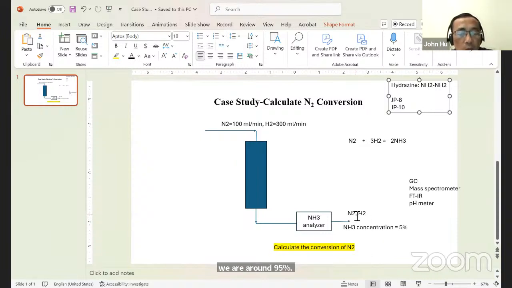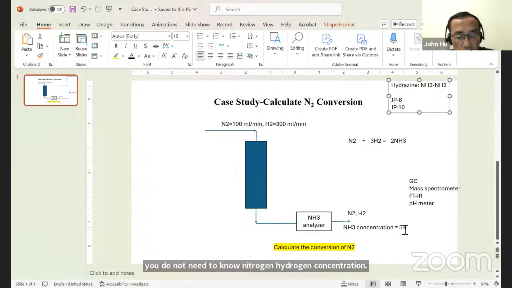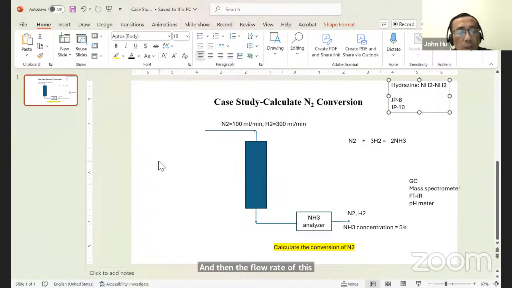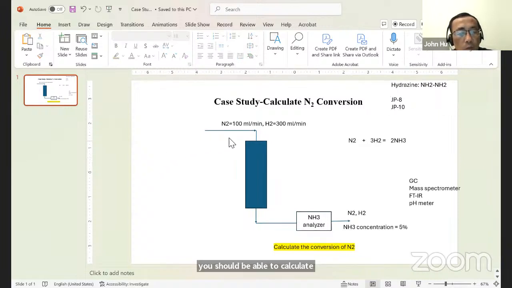But you do not need to know nitrogen and hydrogen concentration. All you need to know is the ammonia concentration and the flow rate, and you should be able to calculate the conversion. Let's define the conversion. What's the definition of ammonia conversion?